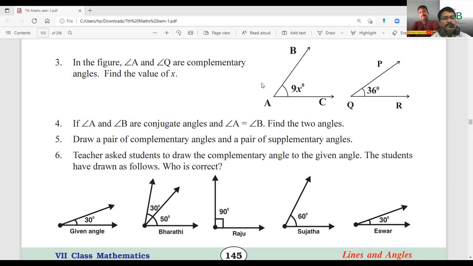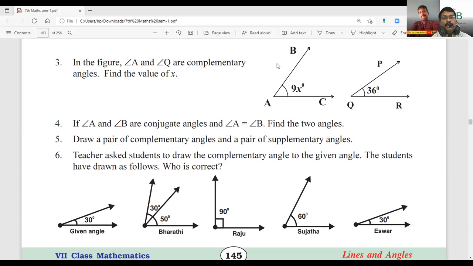Angle A and angle B are conjugate angles, and angle A is equal to angle B. Find the two angles. So what are conjugate angles? If the sum of two angles is 360 degrees, then they are conjugate to each other. That means the conjugate angle sum is 360 degrees.